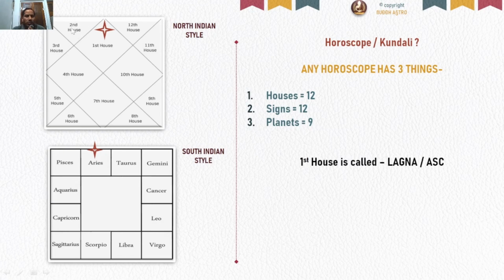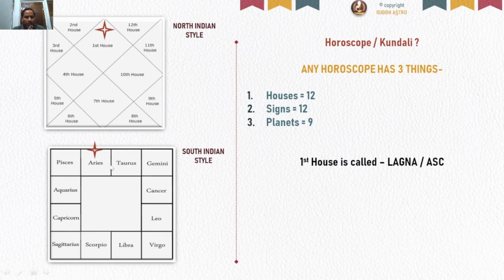This will be the second house. The next house will be the third house. The next house will be the fourth house. This will be the fifth house. This house will be the sixth house. Then this house will be the seventh house. This is the eighth. This is the ninth. This is the 10th. This is 11th. This is 12th. This is how North Indian style looks like.